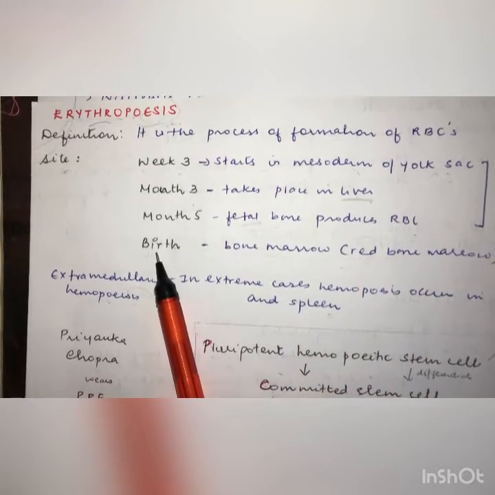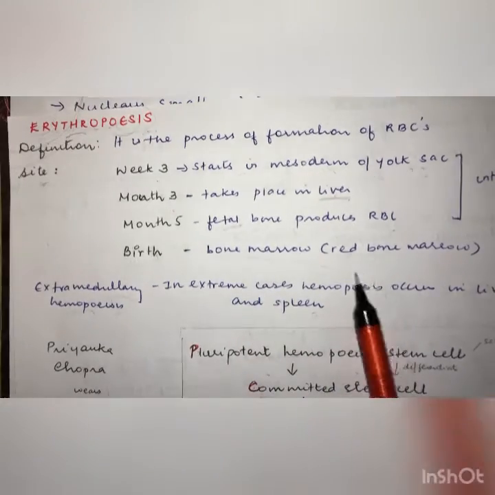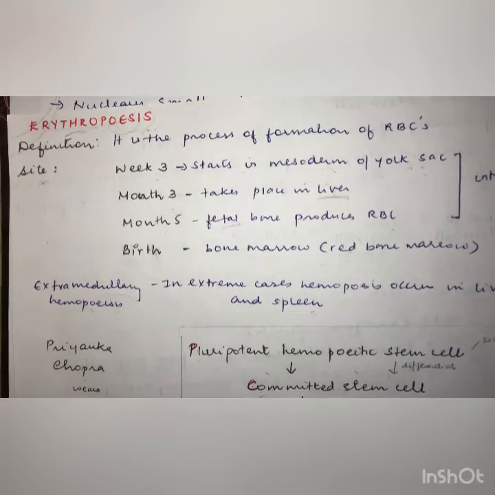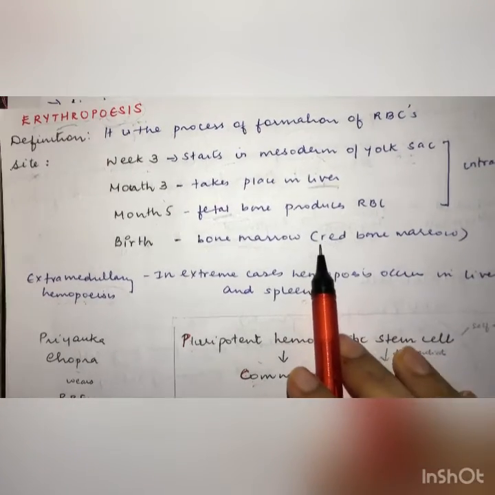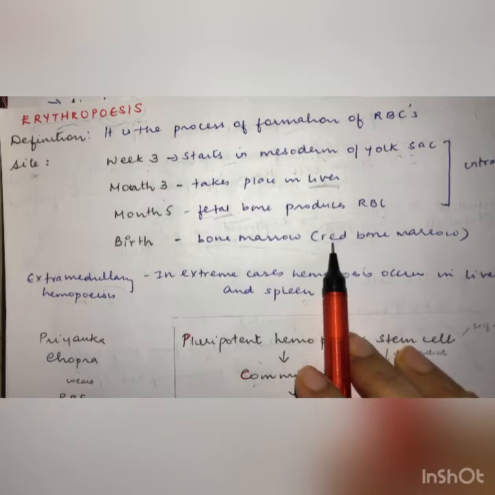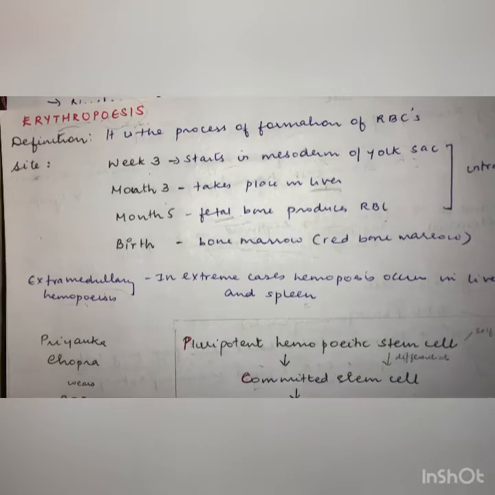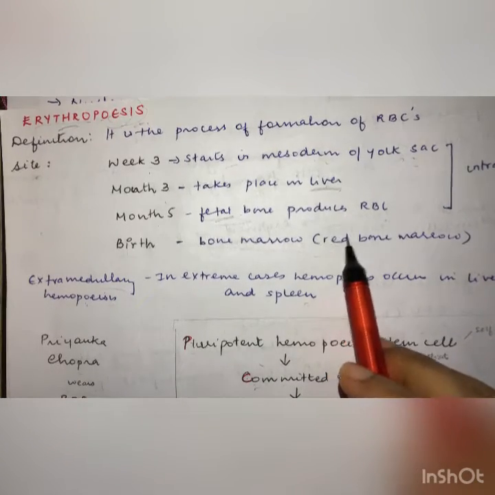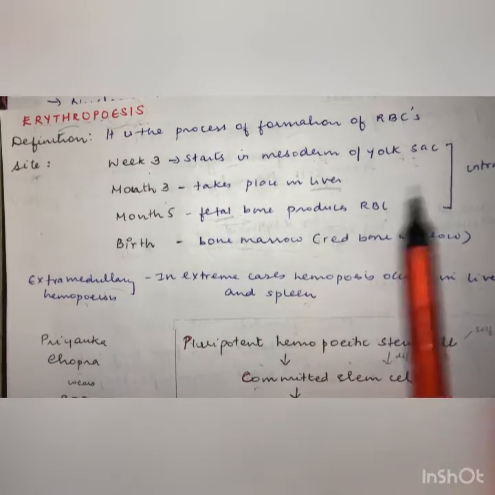And once a child is born, it happens in the bone marrow, the red bone marrow. And until you grow up and become an adult, it happens in the red bone marrow. There are two types of bone marrow, red bone marrow and yellow bone marrow. Yellow bone marrow is mostly associated with fat and adipose, but red bone marrow is a site for formation of red blood cells. Red blood cells, red bone marrow. You can remember it that way.